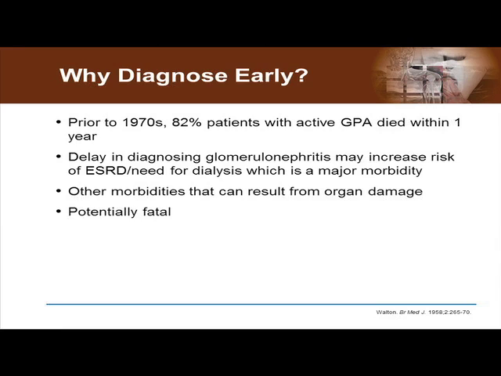Also, we know that delay in diagnosing glomerulonephritis is associated with an increased risk of developing end-stage renal disease and the need for dialysis, which is a major morbidity and is associated with its own complications. Other morbidities that can result from organ damage can also leave the patient with a significantly impaired quality of life, such as alveolar hemorrhage that can lead to pulmonary fibrosis, or nerve damage that can lead to persistent neurologic deficit. And finally, these diseases are severe enough that they can also be potentially fatal.